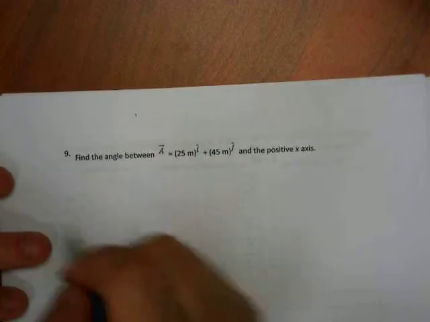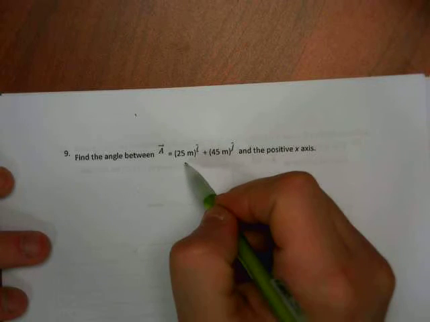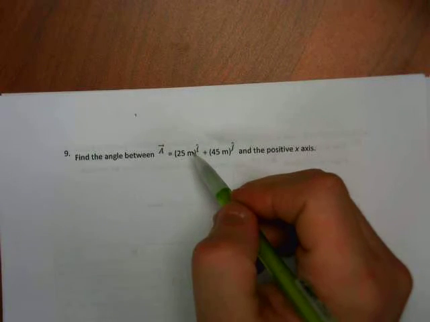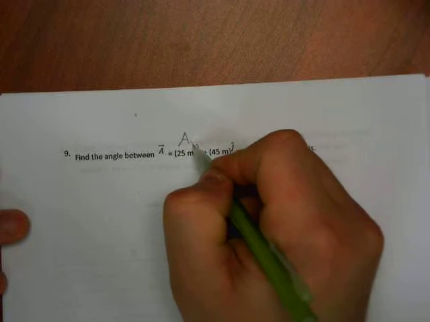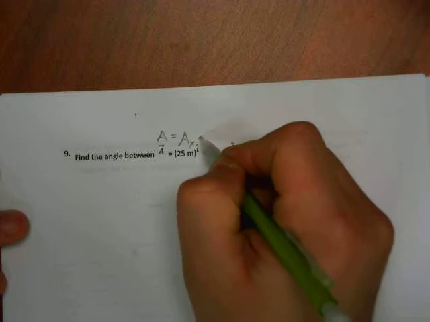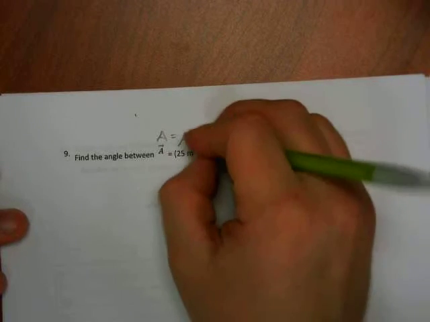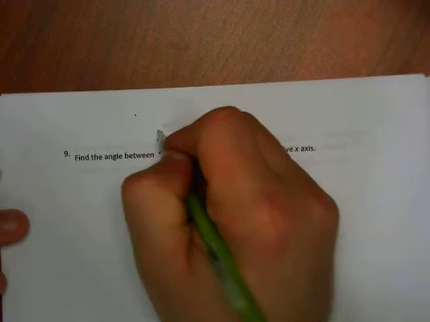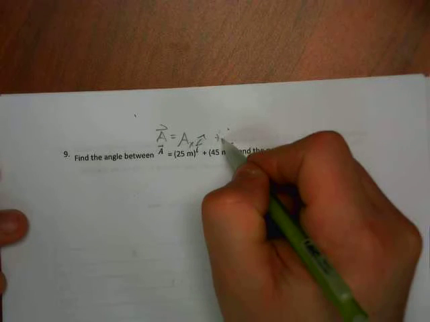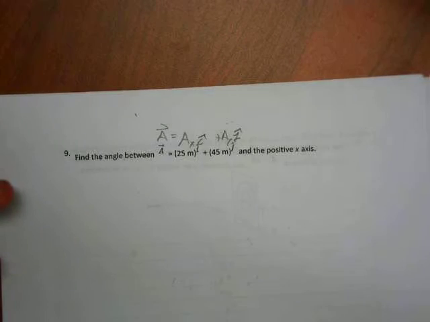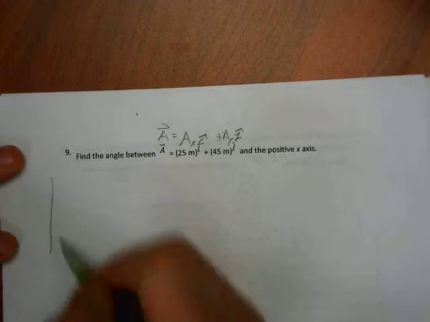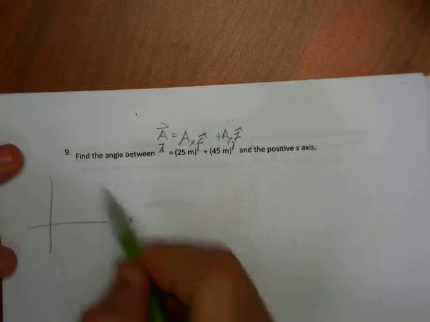All right, find the angle between this vector and the positive x-axis. Well, you know this unit vector notation is, well, it's just a very convenient way of saying A equals Ax i hat plus Ay j hat. So this vector is already broken down into components for us, and I'm going to draw it out here.